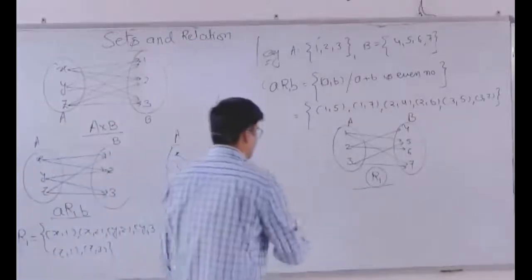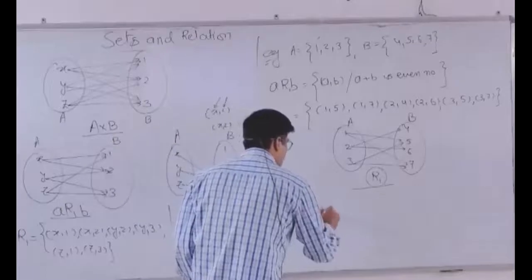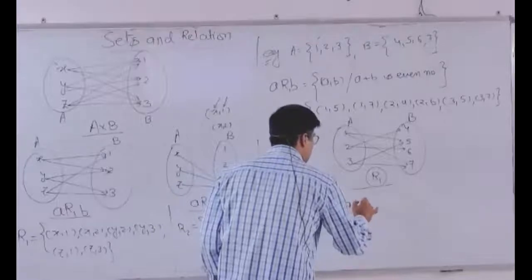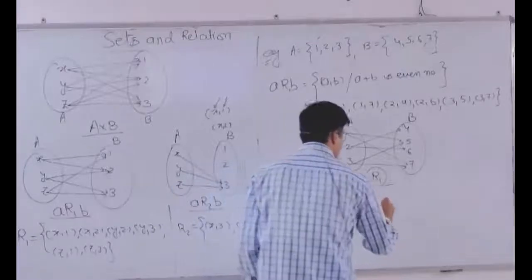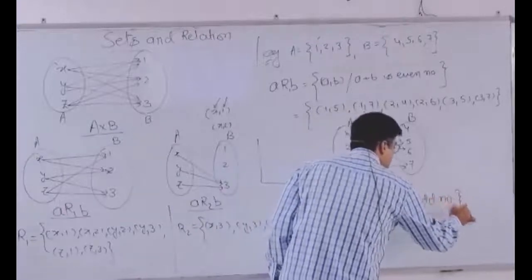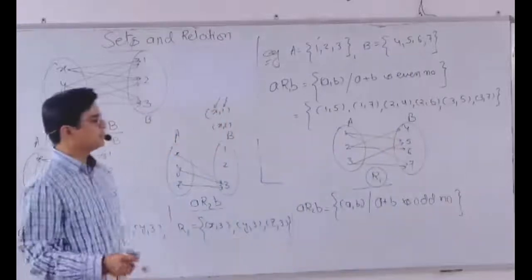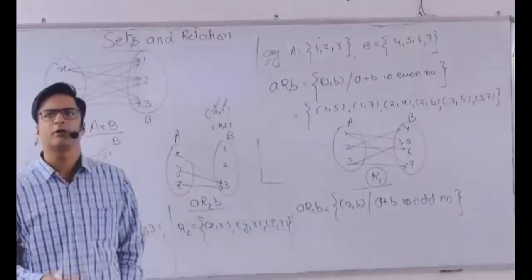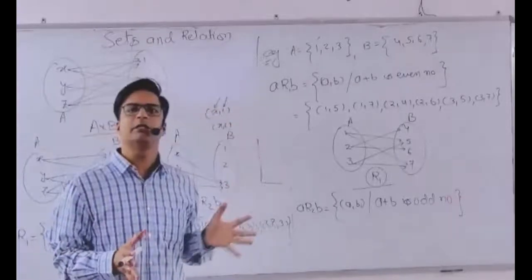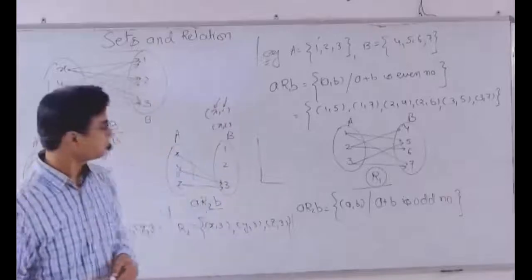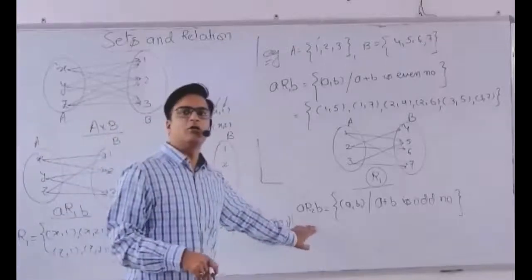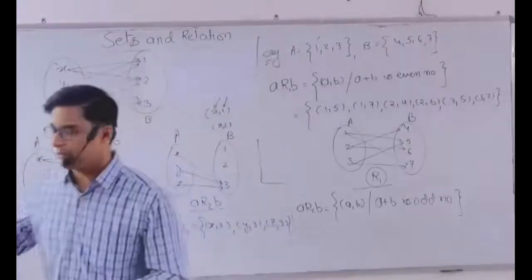Similarly, I can define A R2 B, which is again a relation such that a + b is an odd number. This is your homework. You can do it easily. So you have got an idea how we are defining relations. This R2 relation you will do from your side. Very, very straightforward.